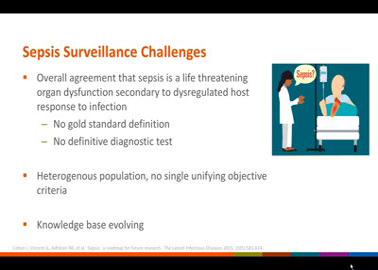Sepsis also covers a heterogeneous population with no single unifying objective criteria. For example, when we do surveillance for central line-associated bloodstream infections, we can narrow down the population quickly by finding patients with positive blood cultures in central lines. But this is not as straightforward with sepsis. Finally, the knowledge base is evolving with the recent publication of the Sepsis 3 definitions and new diagnostic tests in development.